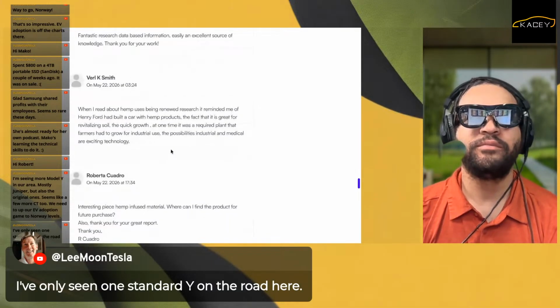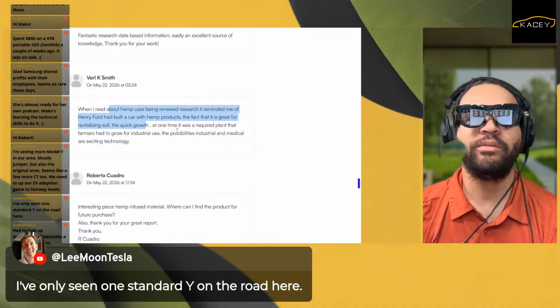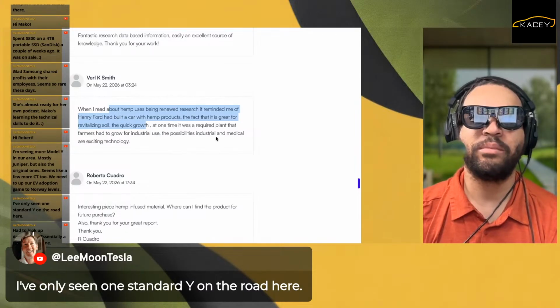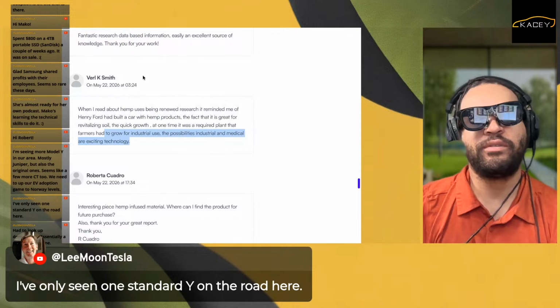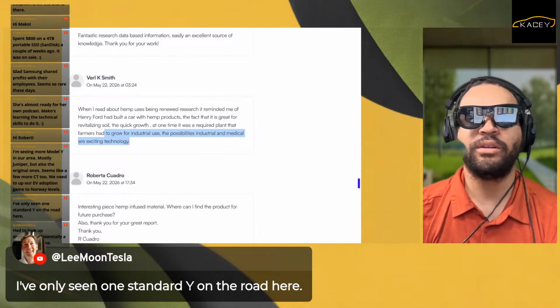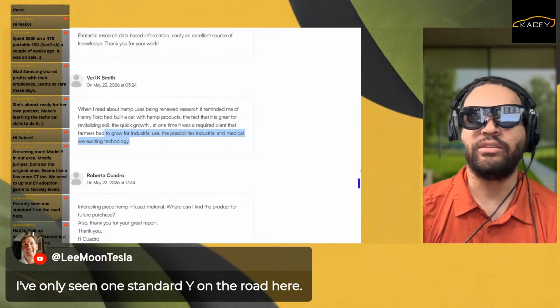Fantastic research data. I heard about hemp uses being renewed. Research reminded me of Henry Ford built a car with hemp products. The fact that it's great for revitalizing the soil, quick growth. At one time it was a required plant that farmers had learned to grow for industrial use. Whatever happened? I mean, we never stopped having hemp robes, so how do we lose all this knowledge of how to work with hemp?